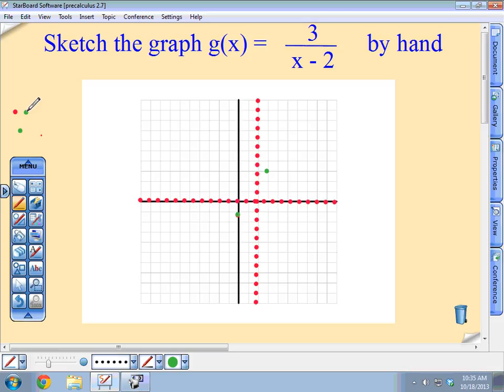Then pick another one on the left side. -1. All right. -1 will give us -1. Yes. If you have a -1, here, -1 minus 2 is -3. -3 over 3 is -1. That's not the right point, though. Oh, yes. I went to the positive one.